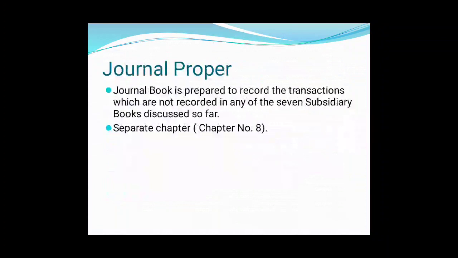Journal proper is prepared to record the transactions which are not recorded in any of the 7 subsidiary books discussed so far. We have separate chapter number 8 for the same. We will be learning about it. So in journal proper we are recording those transactions which cannot be recorded in any of the subsidiary books, or the transactions for which no subsidiary book is kept. Say for example, if we are not maintaining a purchase return book and there is a transaction of purchase return, then as we are not maintaining the purchase return book, we will be recording it in journal proper.